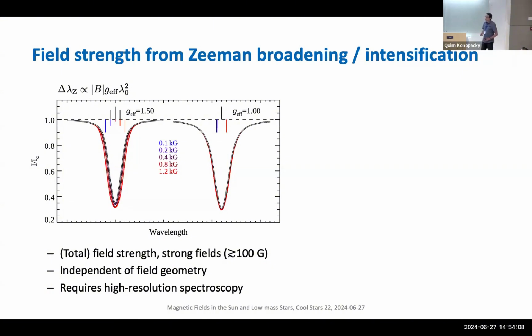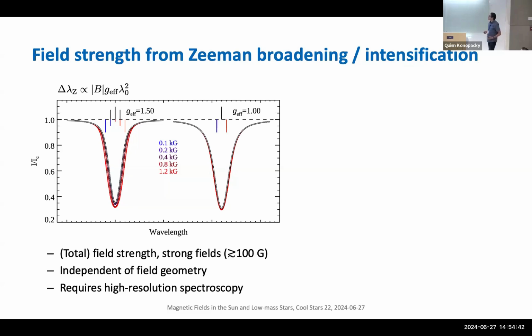So here you see an illustration of how this effect changes the line profile shapes of two representative lines with slightly different Zeeman splitting patterns and effective Landé factors. You can see this results in quite small changes for fields under 1 kilogauss. You can also notice that besides the broadening, lines also become stronger. And this realization that intensification provides information about the magnetic field is relatively new.